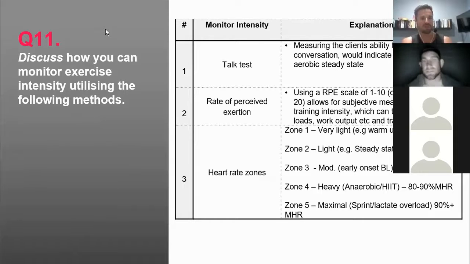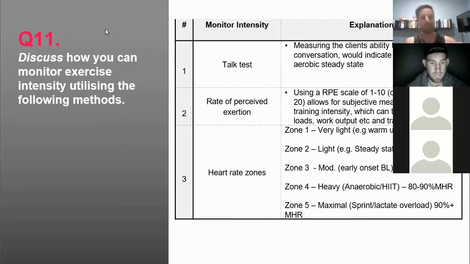Basically, you just talk to them, and if they can't maintain their focus on the conversation, you can sort of gauge how hard it is for the client. 100%, mate. Exactly right. So you're measuring the client's ability to maintain a conversation. If they can maintain a conversation, that would indicate they're in a comfortable aerobic steady state.